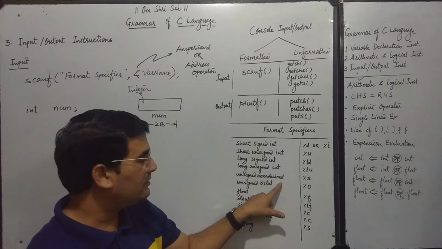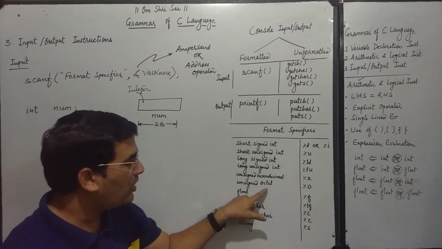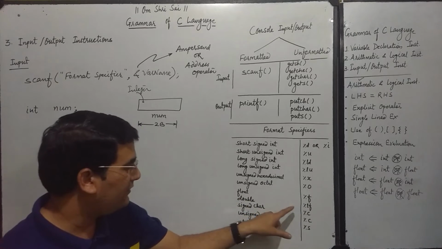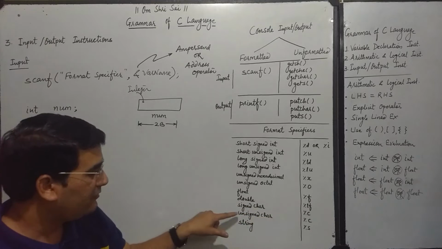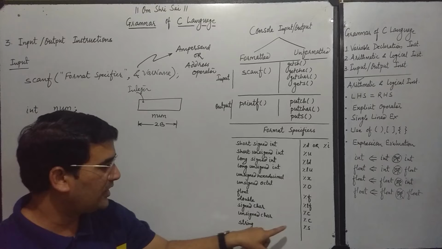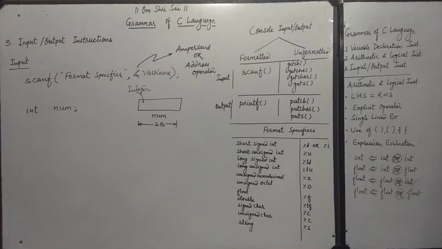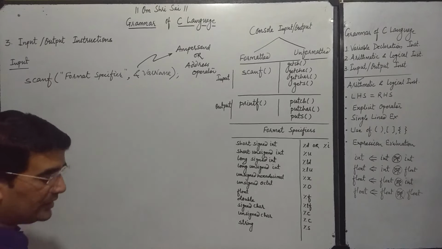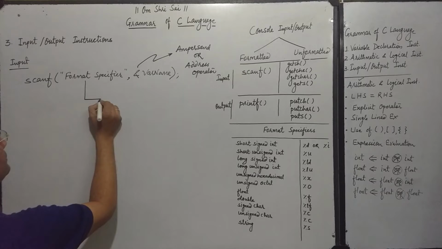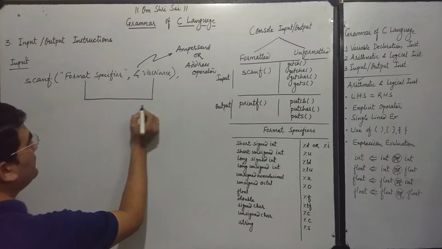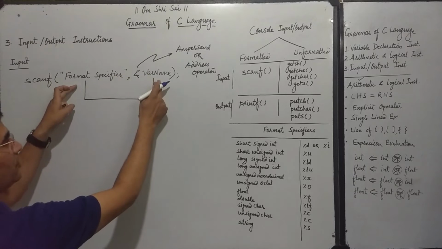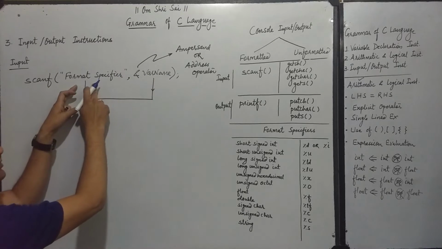For unsigned hexadecimal, it must be %x. For unsigned octal, it must be %o. For float, it is %f. Double, it is %lf. For signed char, it is %c. For unsigned char, it is %c. And for strings, the format specifier used is %s. Now in all, we can say that the format specifier actually depends upon the type of variable for which we are scanning the value. Let us specify that here. This format specifier depends upon the type of variable for which we are going to scan the value.